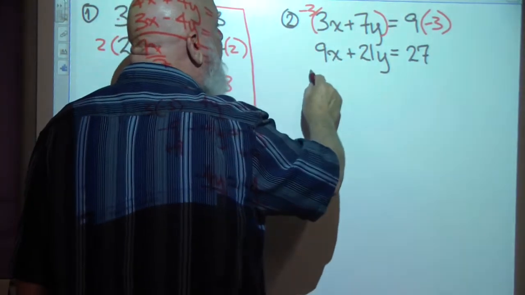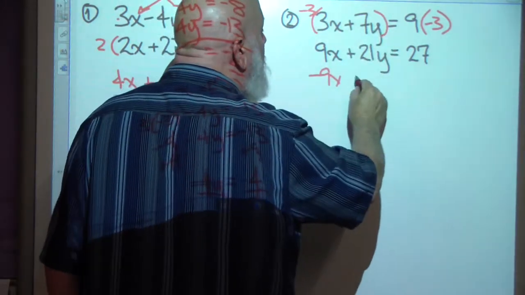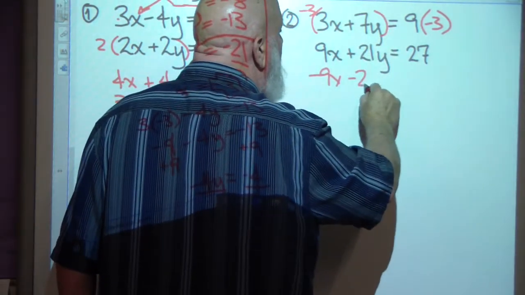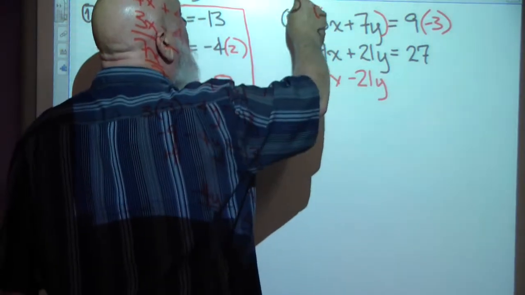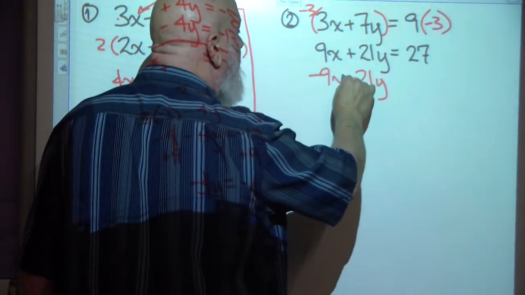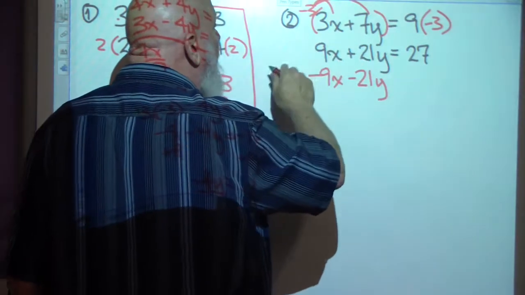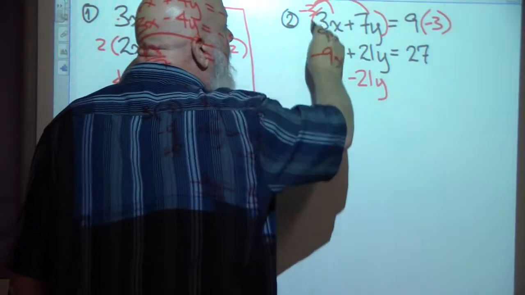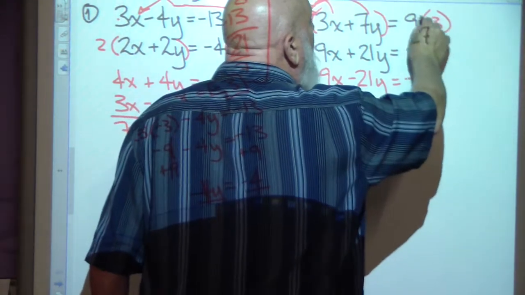So this gives me negative 9x minus 21y. That's supposed to be an x right there. That looks like a y. That's supposed to be an x. So I'm distributing this negative 3 right here. And I got negative 9x minus 21y is equal to negative, what is that, 27?